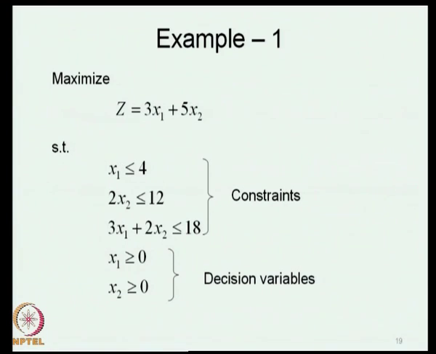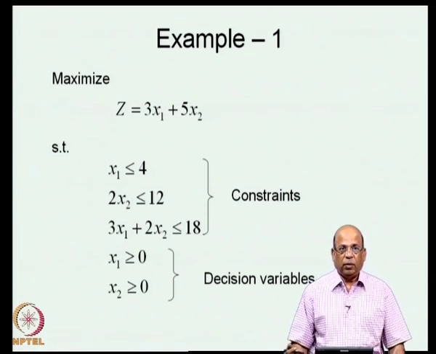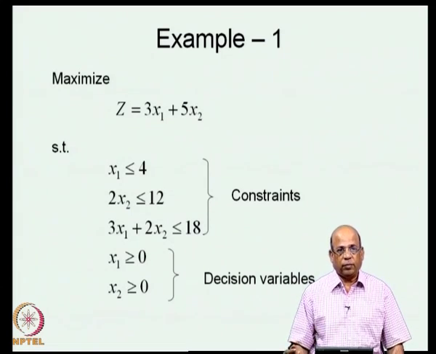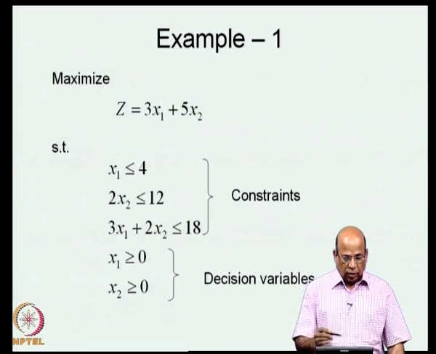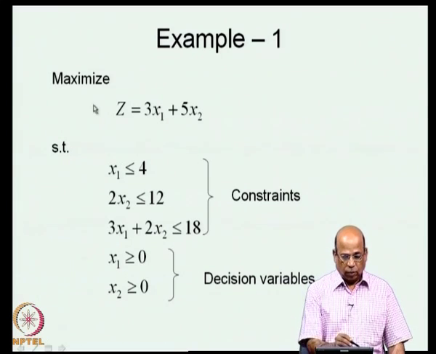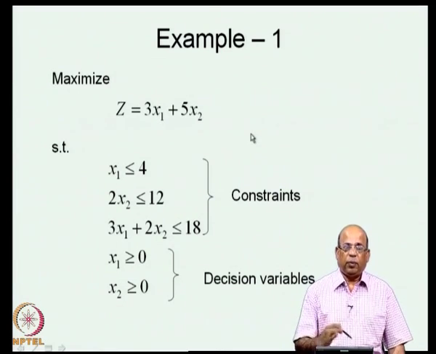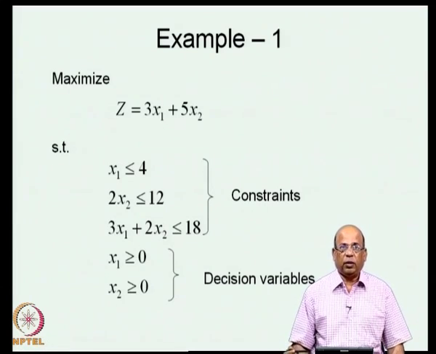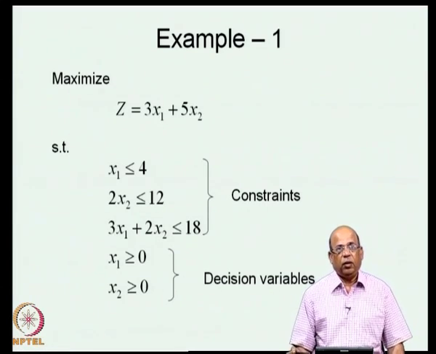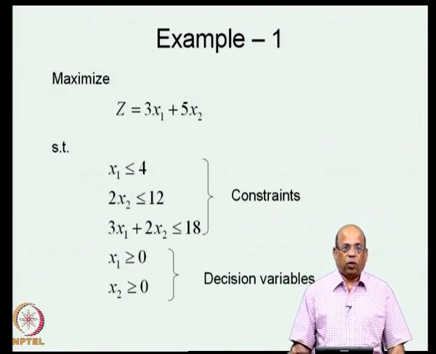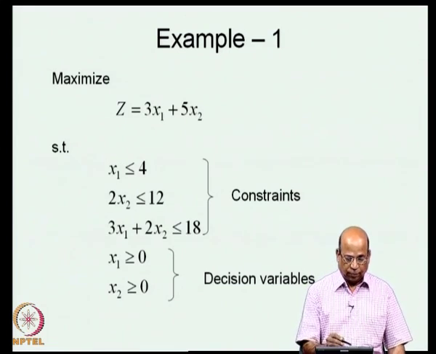Now, this is done through a tabular form. We will look at how we formulate the simplex table, as it is called, for each of the iterations. So, let us look at this problem now. Maximize z is equal to 3 x 1 plus 5 x 2. This is the sort of problem that I solved in the previous lecture using a graphical method. So, the same problem we will consider and use the algebraic method to solve it.